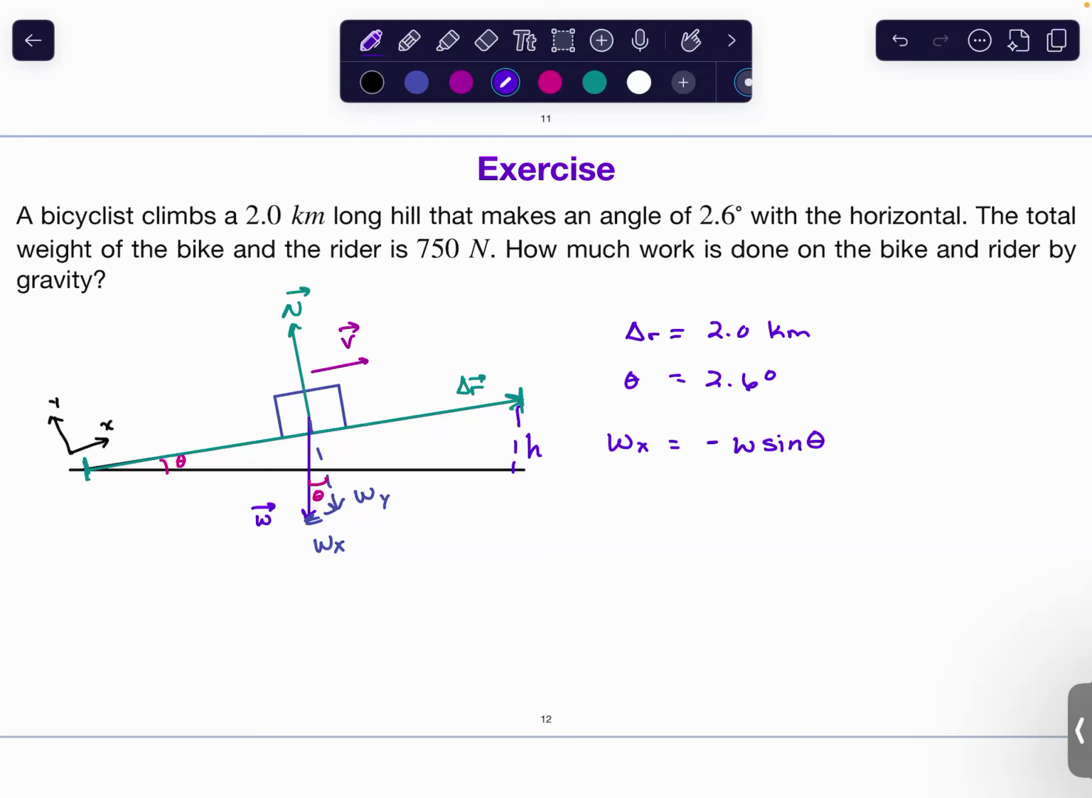Why is the x component of the weight negative? Gravity's down. That's one reason, but look at the direction of the x component of weight and the direction of displacement. So we're going to get a cosine of 180 degrees there.